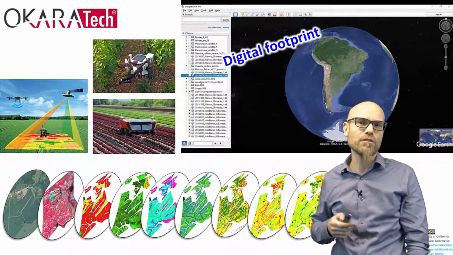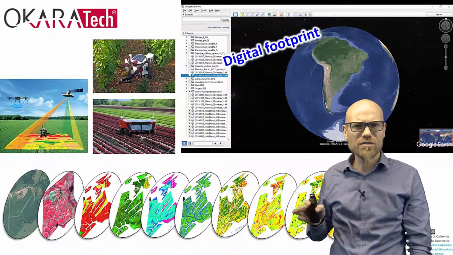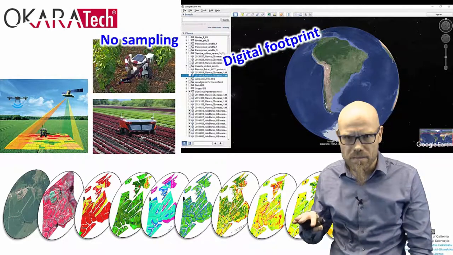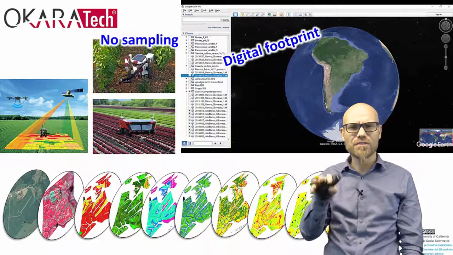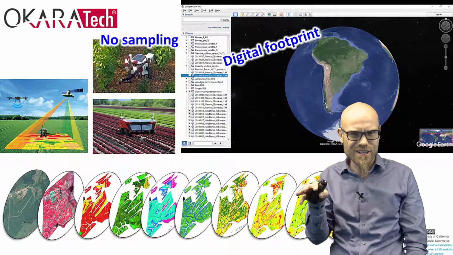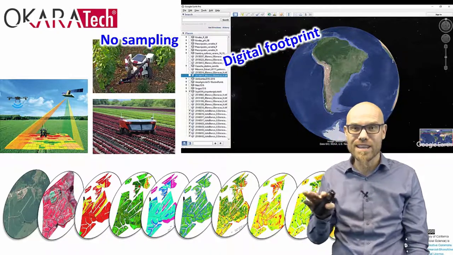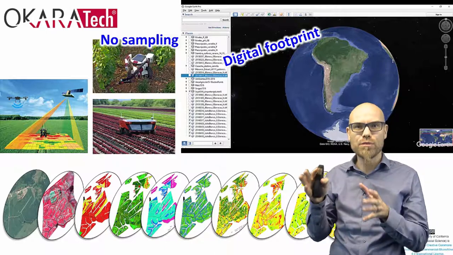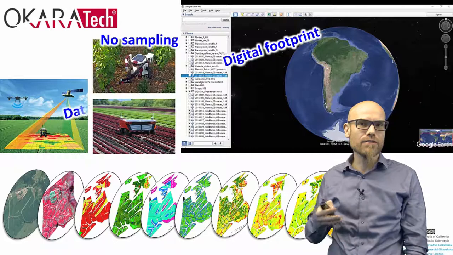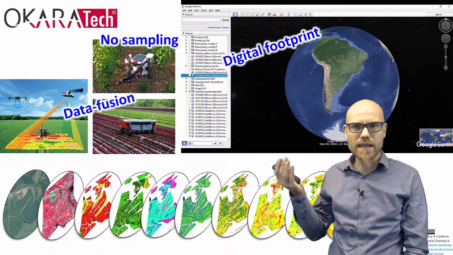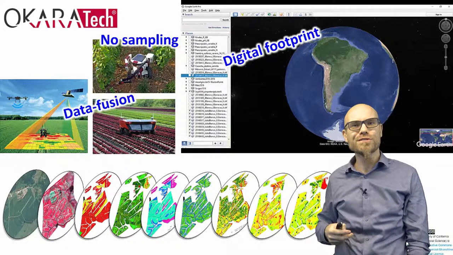First of all, we have a digital footprint. For example, we have satellite images here from Google Earth. Second of all, there's no sampling. We're going for all the plants, right? We don't say, oh, we look at, I don't know, 100 plants out of these 10,000 plants and have an idea what these plants need. No, we go for all the plants. There is no sampling. We go with the entire population, actually. Third, data fusion. We take data from different inputs. So we take the data from Google Earth that comes kind of for free for us because Google produced it, the satellite images.